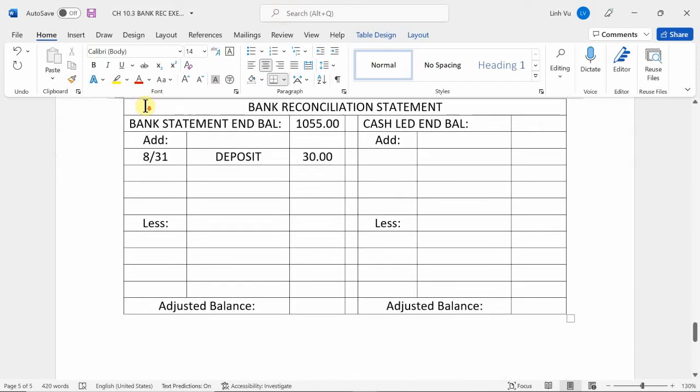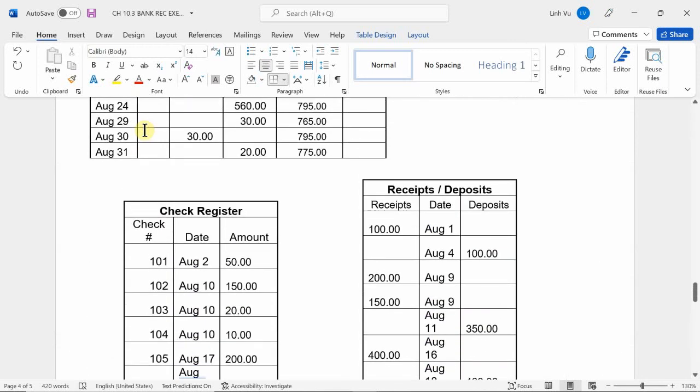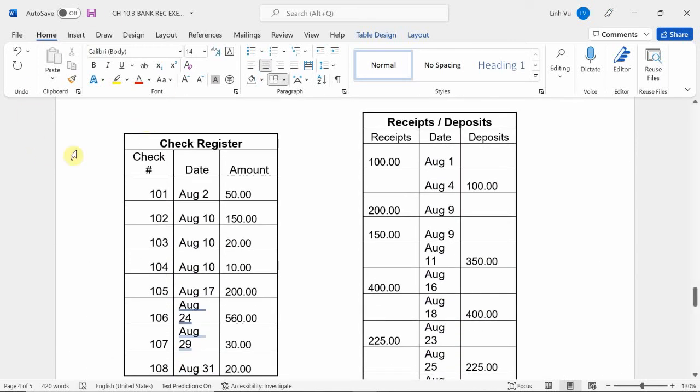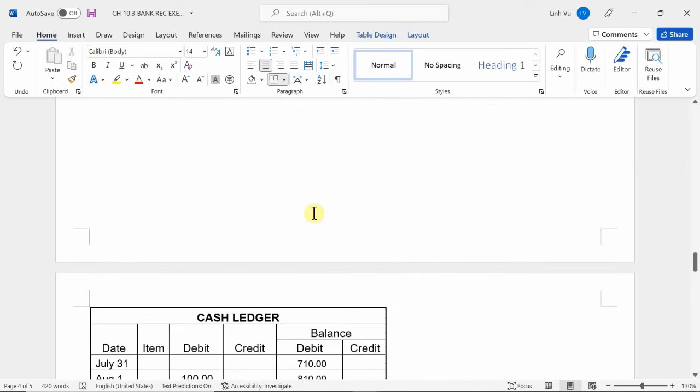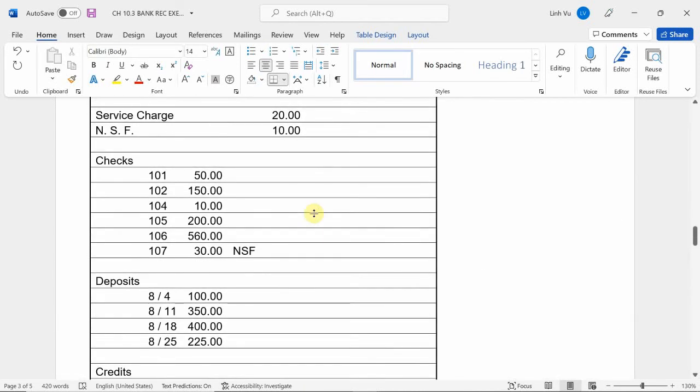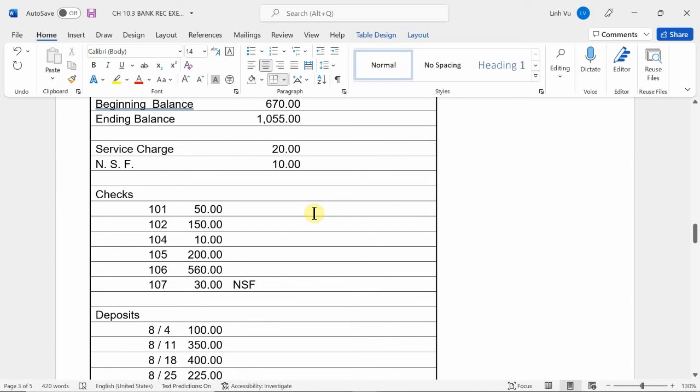Now I need to figure out how many checks I have written that actually have cleared. So here's your check register. You have check number 101, 2, 3, 4, 5, 6, 7, and 8. You wrote a total of 8 checks. Now let's see how many the bank has cleared. You got check number 1 here, 2. You're missing 3 because the next one cleared was 4, 5, 6, and 7. You wrote a total of 8 checks, and you're missing 103 and 108.